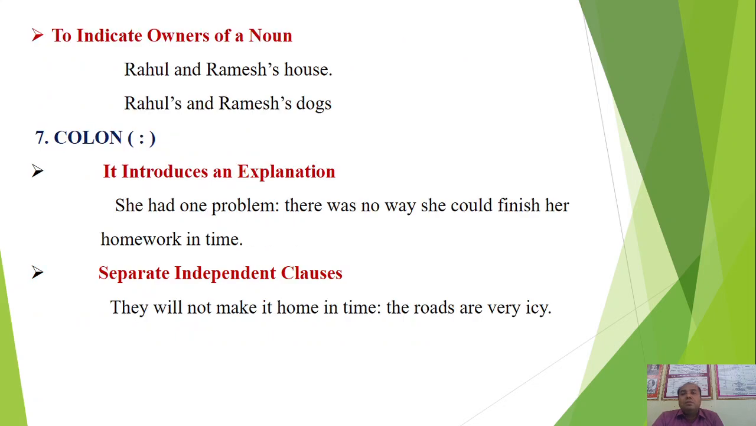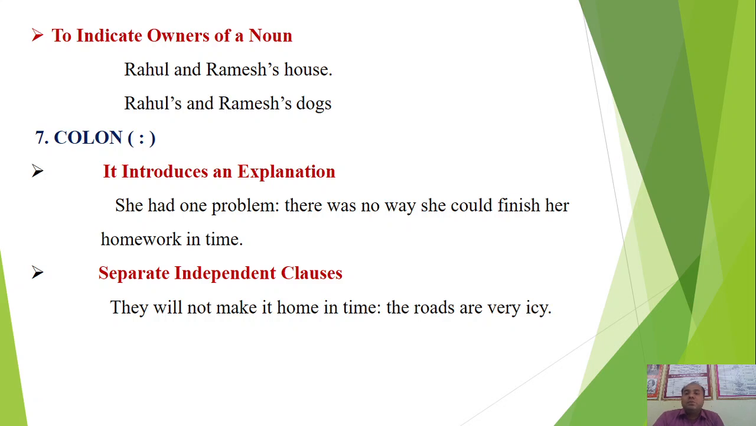Apostrophe is also used to indicate owners of a noun. Rahul and Ramesh's house. If the thing belongs to both, the apostrophe should be given to the second name in a sentence. If two individuals possess different things, then the apostrophe should be used for both names. Rahul's and Ramesh's dogs.